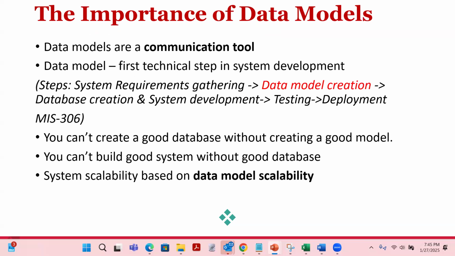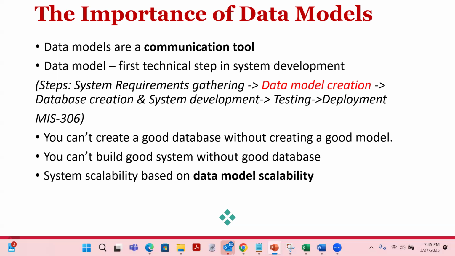Importance of data models. Data models are the most important communication tool in business. When business brings up some requirements, engineers or designers create data models that help business in the future to communicate between different departments. A data model is also the very first technical step in system development.